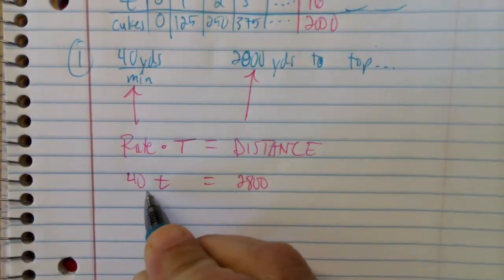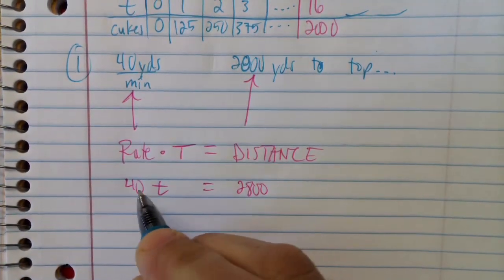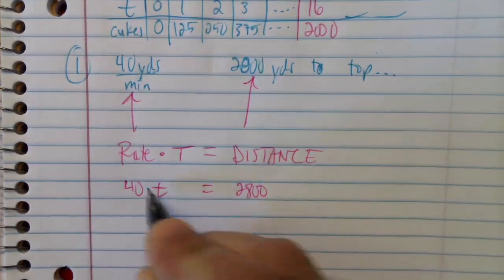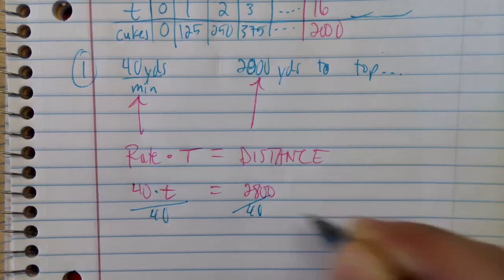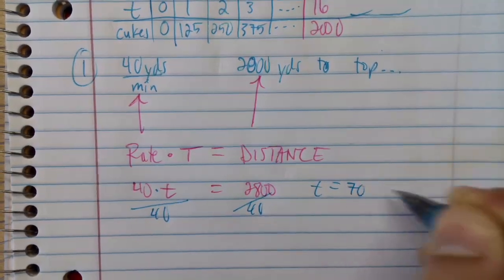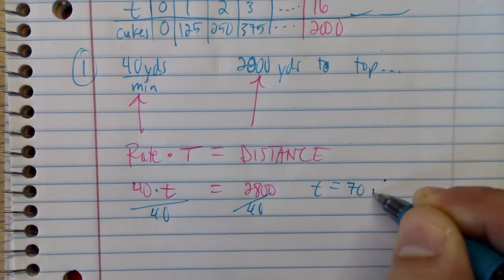How do we solve this equation, right? This is why we start with these things. Then we can use them to solve problems. I'm multiplying by 40 here, so I'm going to divide to cancel that out. We're going to get that t equals 70 minutes.